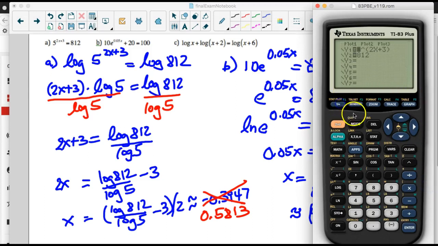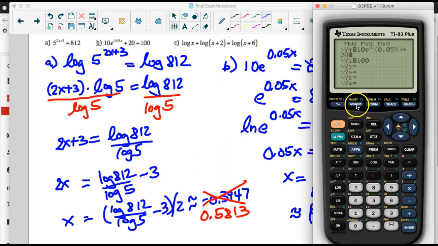Okay, so we go back to here and we're going to find the intersection again. We're going to type in the function that is given on both sides of the problem. The second function is 100. The first function is 10 e to the 0.05x plus 20. Whoops, that's minus, plus 20.